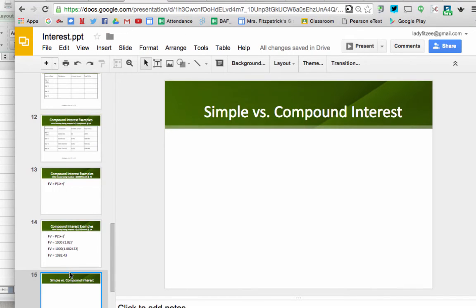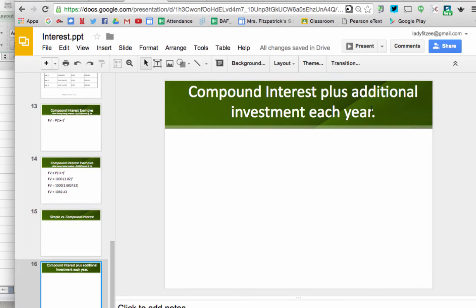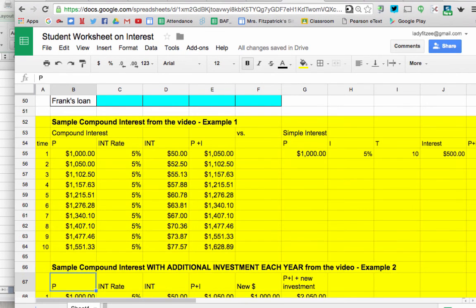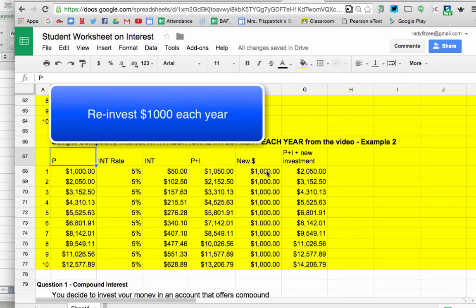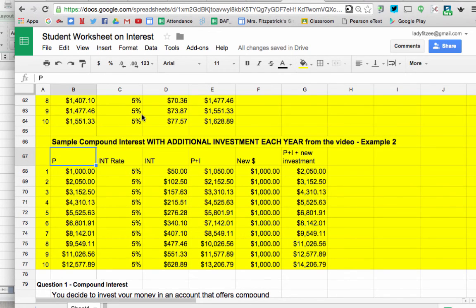Okay, the next example that I would like to show you is compound interest plus additional investment each year. Again, if we go to the worksheet, the second one here, highlighted in yellow so you can find it easier, is going to be our example. Very same question as before, but what we're going to do is reinvest $1,000 every year. So year 1, we invested $1,000. Year 2, we added $1,000. Every single year, you're adding $1,000 to the same account that offered you compound interest. So it's a sample compound interest with an additional $1,000 invested each year.